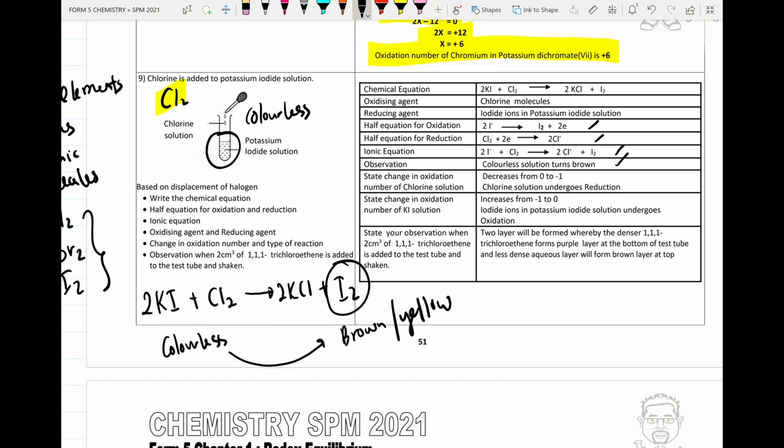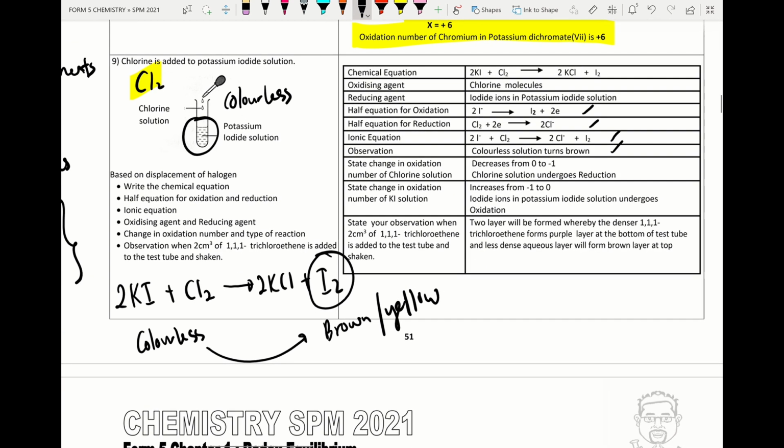Alright, so here the color of the solution turns brown. Next, state the change in oxidation number of chlorine in solution, or the chlorine molecule. Please remember, when they ask for the change, state from what oxidation number to what oxidation number. So I put here: decreases from 0 to -1. Check here 0, here -1.